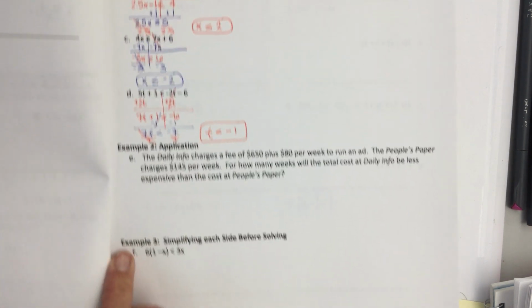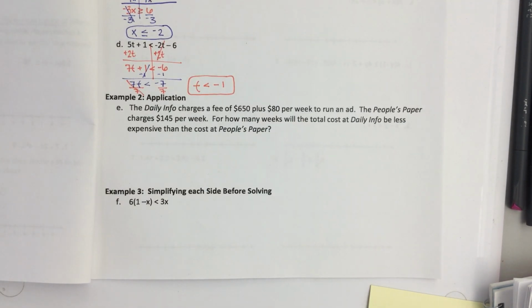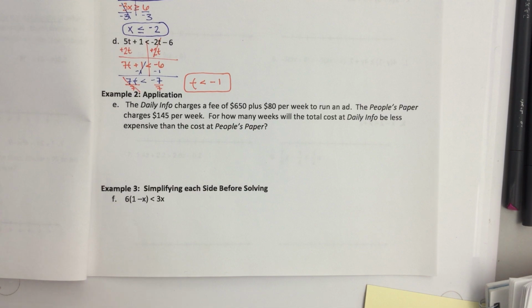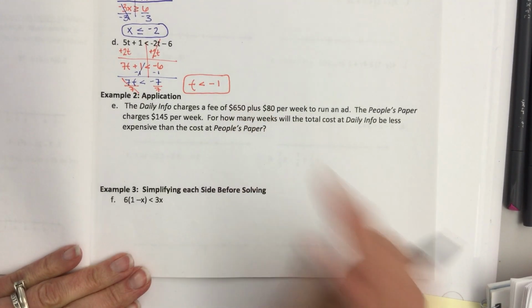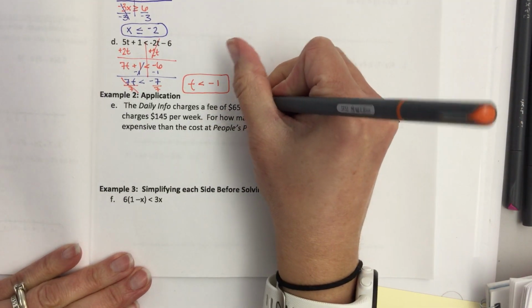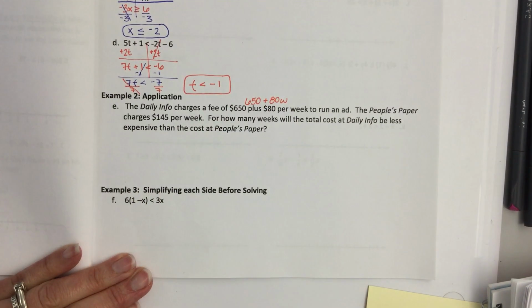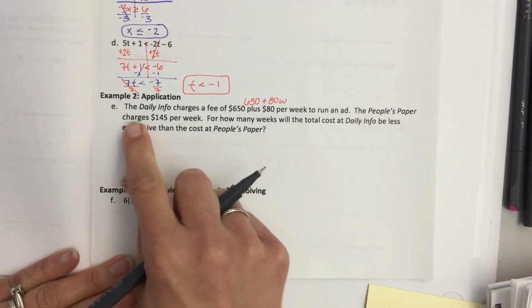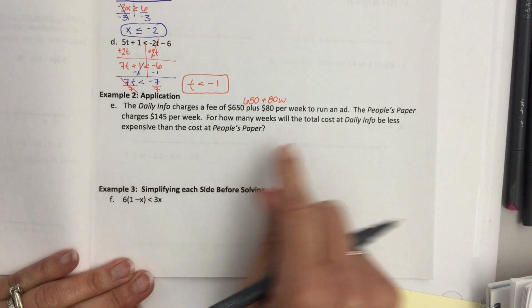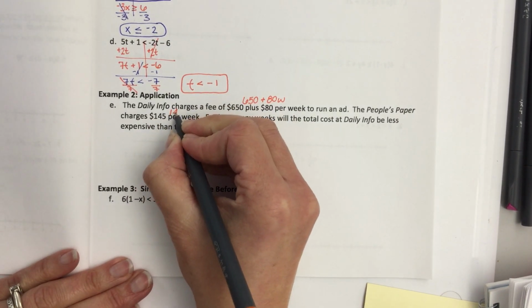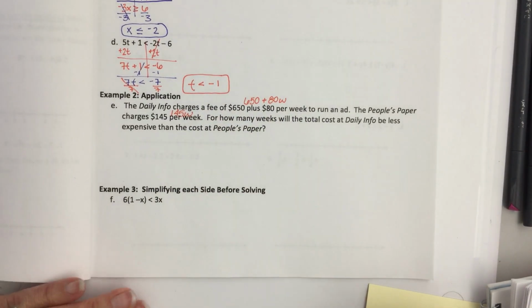Okay, these are useful when we are trying to make a comparison or trying to solve for when one situation might be better than the other. So this one says the Daily Info charges a fee of $6.50 plus $80 per week to run an ad. So I'm just going to jot an expression for that. $6.50 plus 80W. The People's Paper charges $145 per week. So there is no fee other than the $145 per week. So that one's just $145 times W.